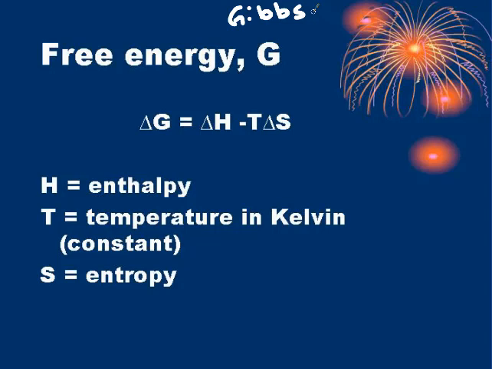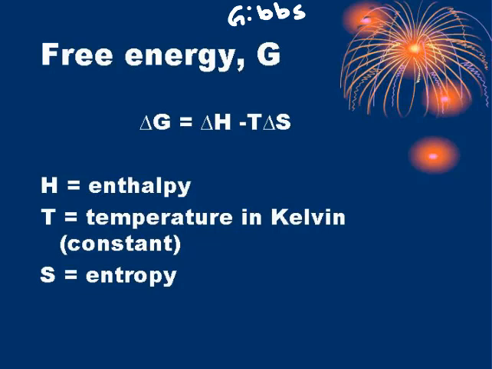The equation that we use most often is this one here, and that's delta G is equal to delta H minus T delta S. So delta G is Gibbs free energy. That's how much free energy you have. When delta G is negative, that means the reaction proceeds on its own. It's a thermodynamically favored reaction. If it's positive, then that's how much energy you're going to have to put into the reaction for the reaction to proceed.